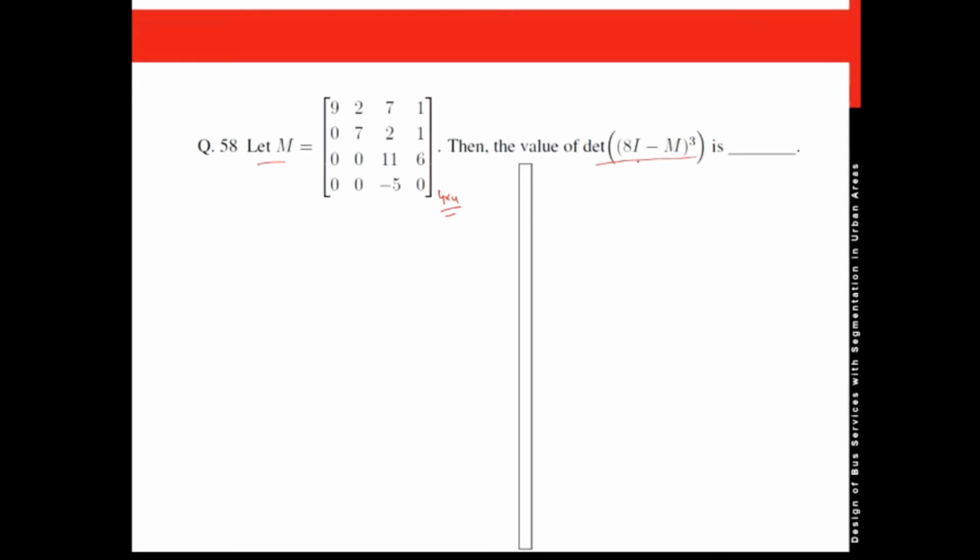In order to find the determinant of a 4 by 4 matrix, it's very difficult and time consuming. So there might be some tricks. You must always think that there must be an easy method to find the answer for each and every question in GATE.